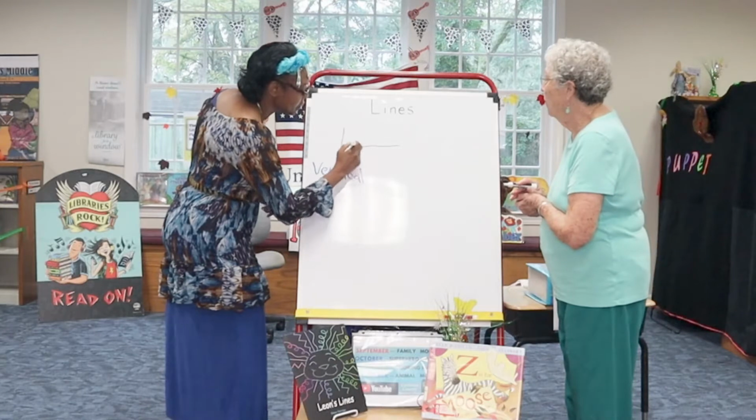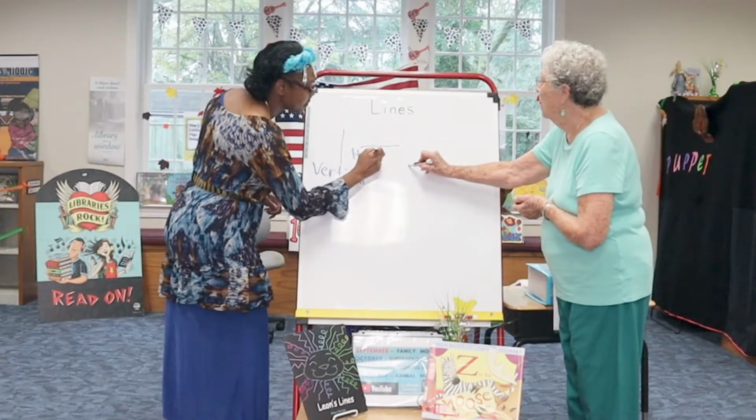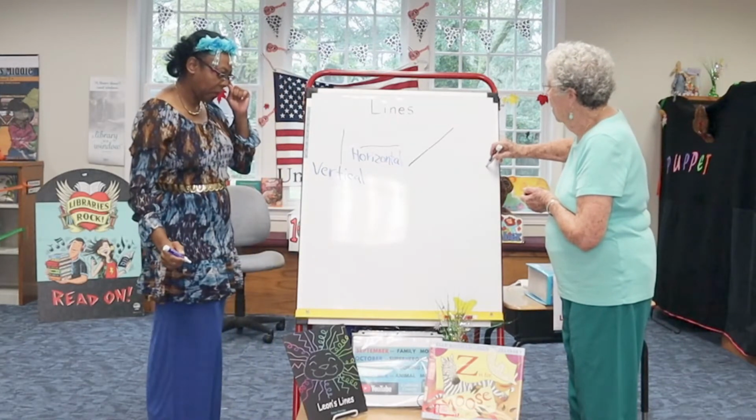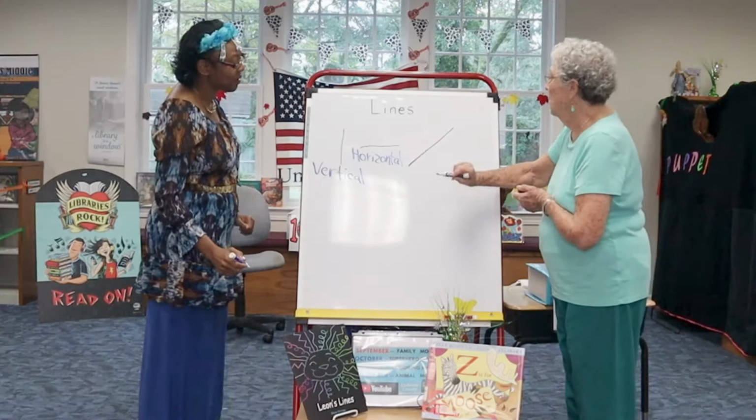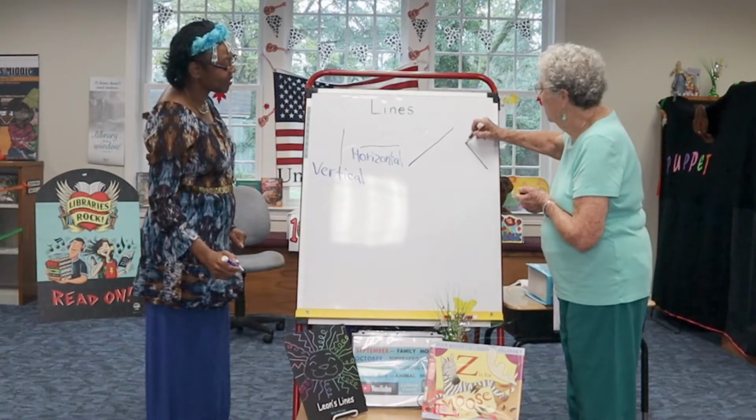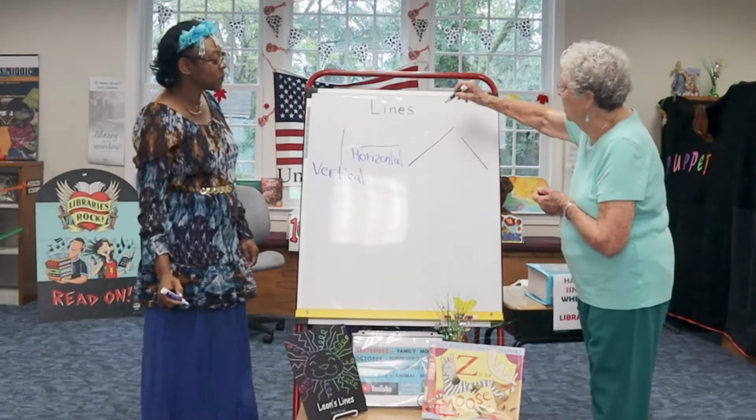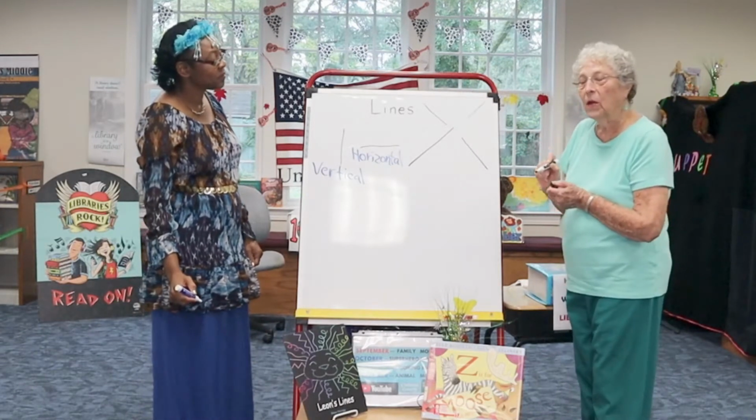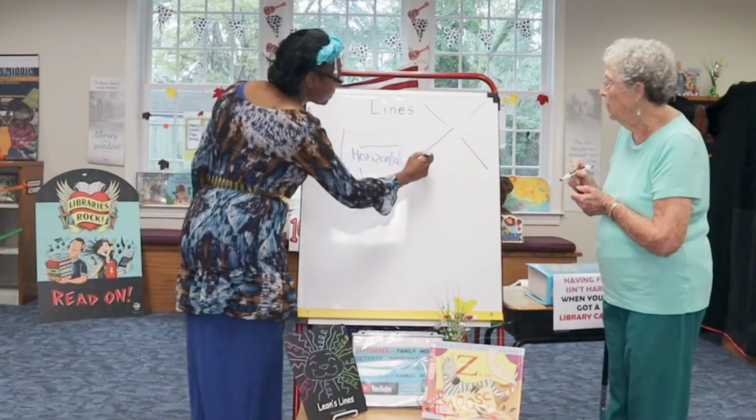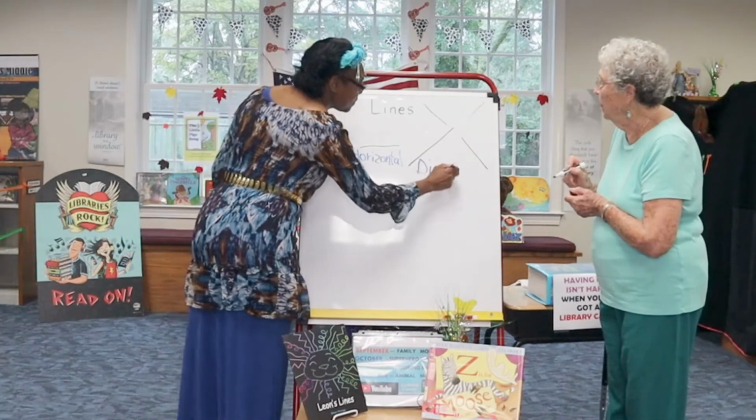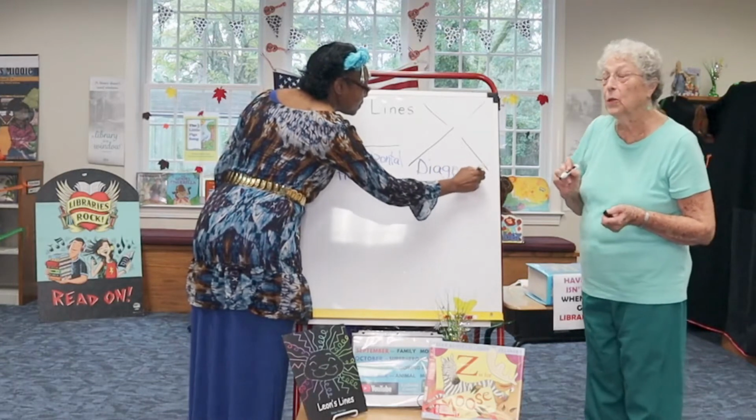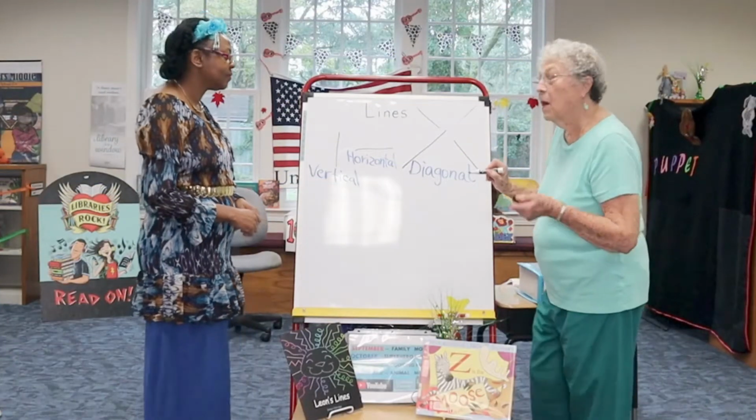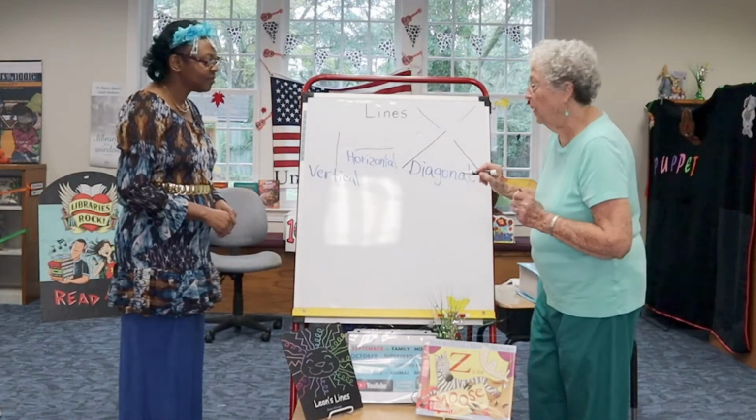Then we have a line that goes either from the left to the right or right to the left. And it can be this way or this way. And those lines are called diagonal lines. The last 2 lines I find the most fun. And now my last 2 are the 2 favorite.